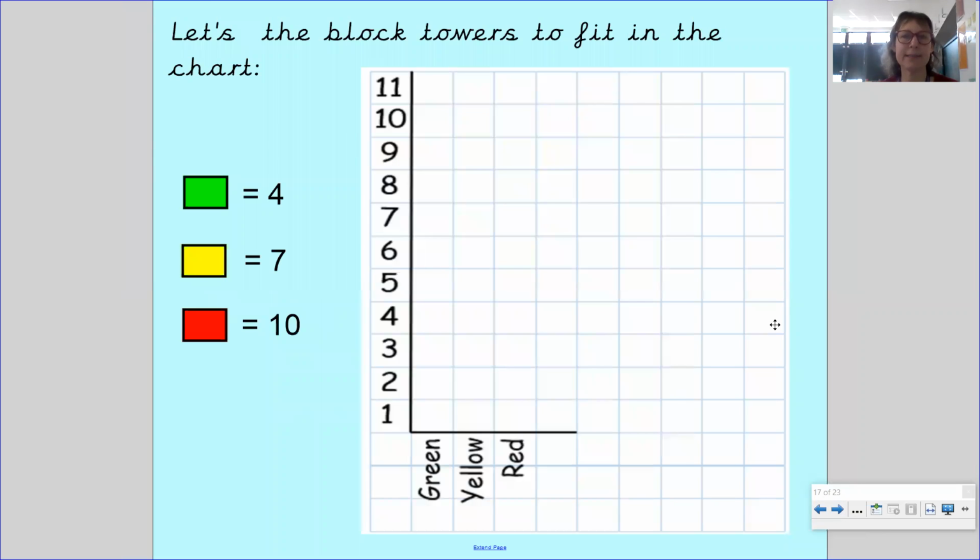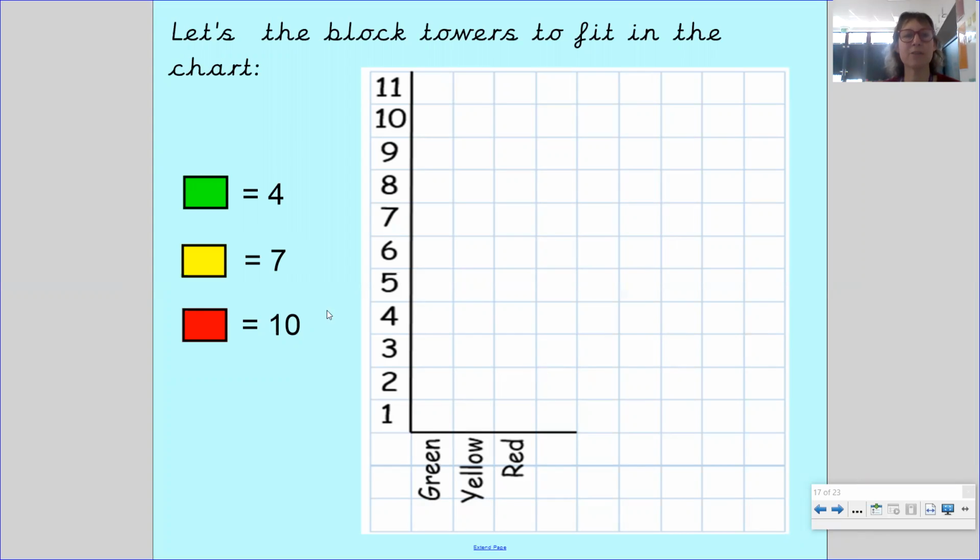But a block picture is exactly what it says it is. It's made of blocks. And we all know what a block is. It just goes up and up on top of each other. So if we like building blocks, what we're going to do is use these blocks here to build ourselves a chart.